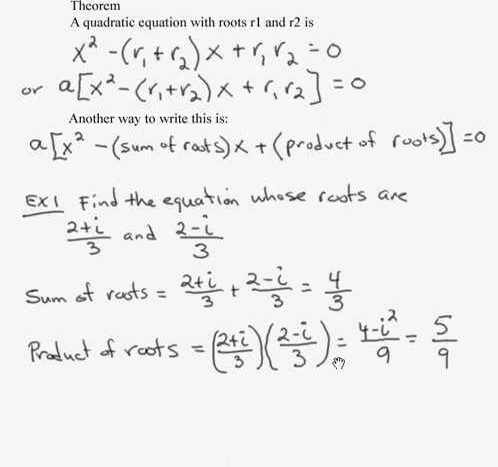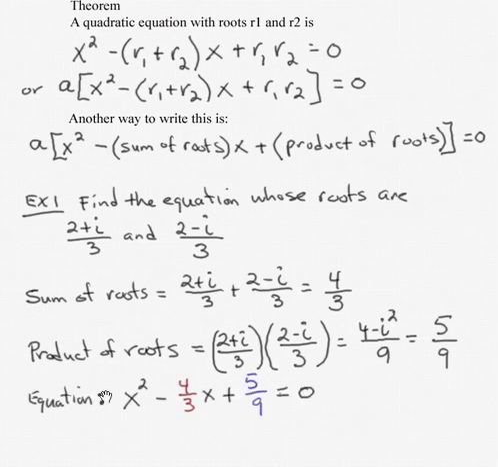Multiply the denominators. 3 times 3 is 9. Numerators, handy enough, happen to be conjugates, so we multiply the firsts, 2 times 2, which is 4, and the lasts, i times negative i, to get minus i squared. Don't forget i squared is negative 1, so 4 minus negative 1 is the same as 4 plus 1, and that's 5. So 5/9 is the product of my roots, 4/3 is the sum of my roots.